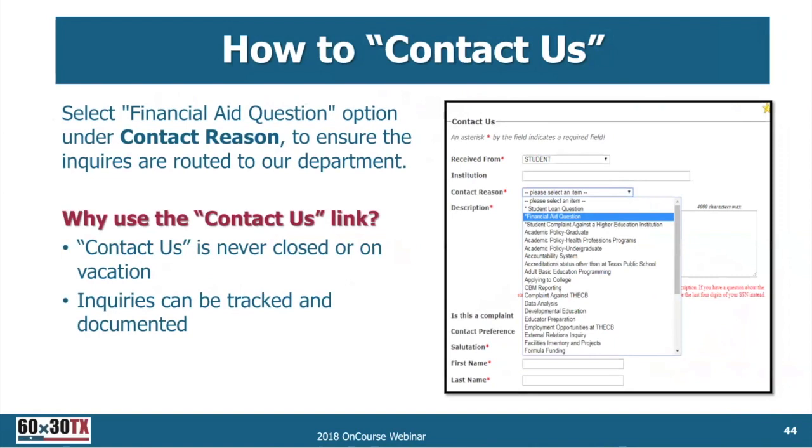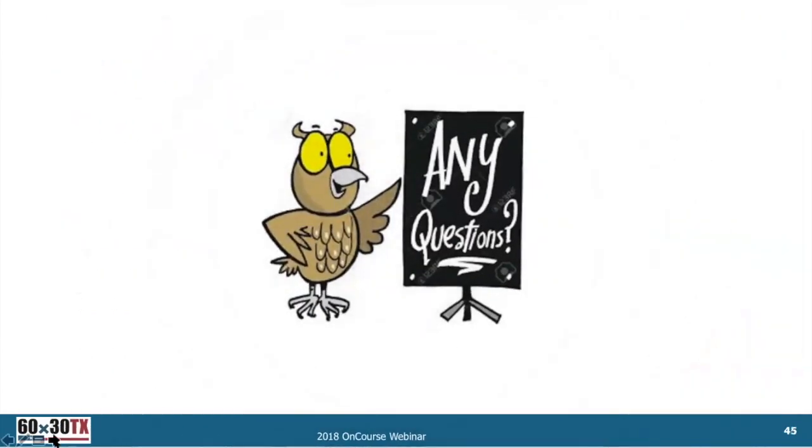On any of our websites, we have a contact us link, and when you click on that, it'll have the little picture to the right where you select financial aid question, and you can submit that to us to review, and we'll respond in writing to you. So those are the ways you can get in touch with us.